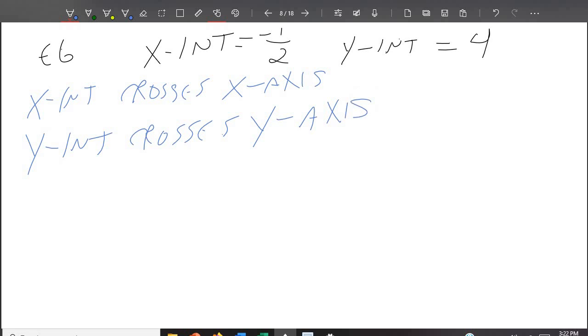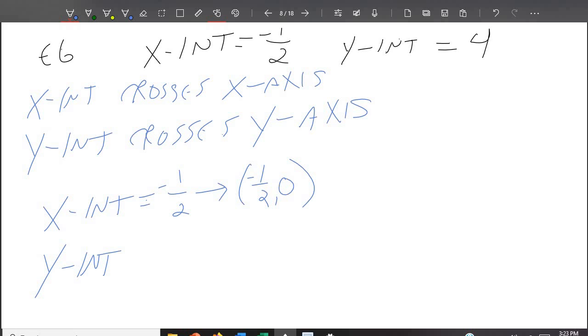Now, the x-intercept is a specific point. It's equal to negative 1/2, but it can also be written as negative 1/2, 0. When something goes through the x-axis, the y value is 0. For the y-intercept, it's telling me it's 4. So as a point, we can rewrite the y-intercept as 0, 4.